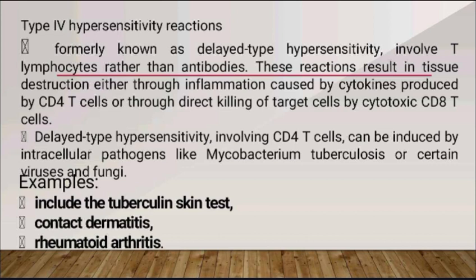Tuberculin skin test, this is a common diagnostic test for tuberculosis or TB. A small amount of purified protein derivative or PPD, which contains antigen derived from Mycobacterium tuberculosis, is injected under the skin. And next, contact dermatitis. Contact dermatitis is a type of skin inflammation that occurs when the skin comes into contact with an allergen or irritant. And next, rheumatoid arthritis. Rheumatoid arthritis is a chronic autoimmune disorder characterized by inflammation of the joints.